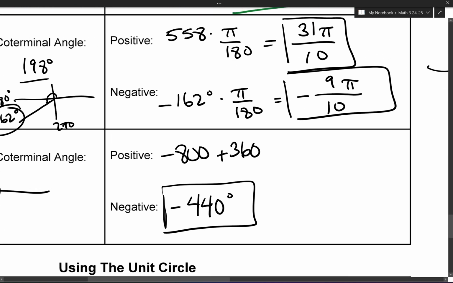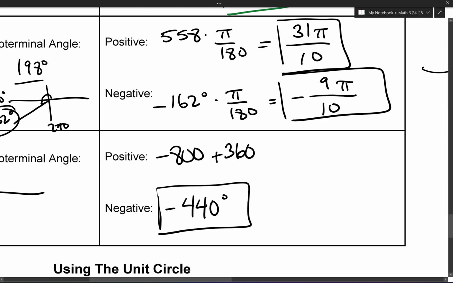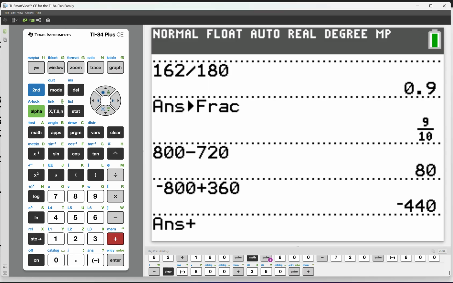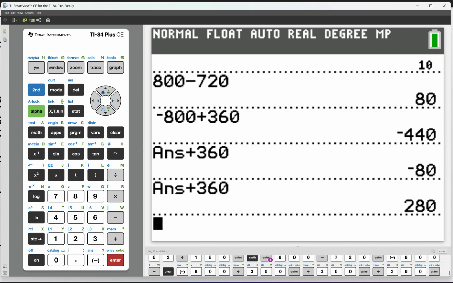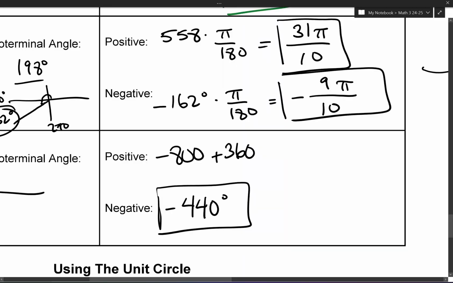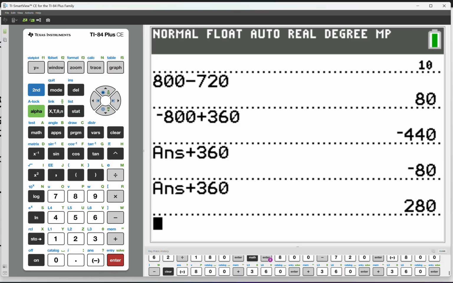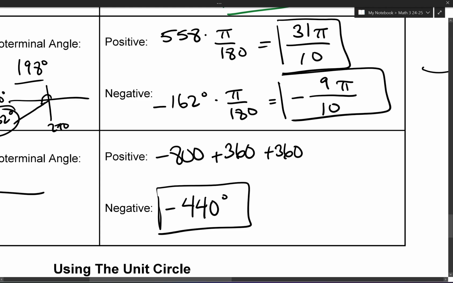Now to continue finding my positive angle, negative 800 plus 360, got to add 360 again. I get negative 80. That's not positive. I got to do it again. Negative 80 plus 360 gives me 280 degrees.